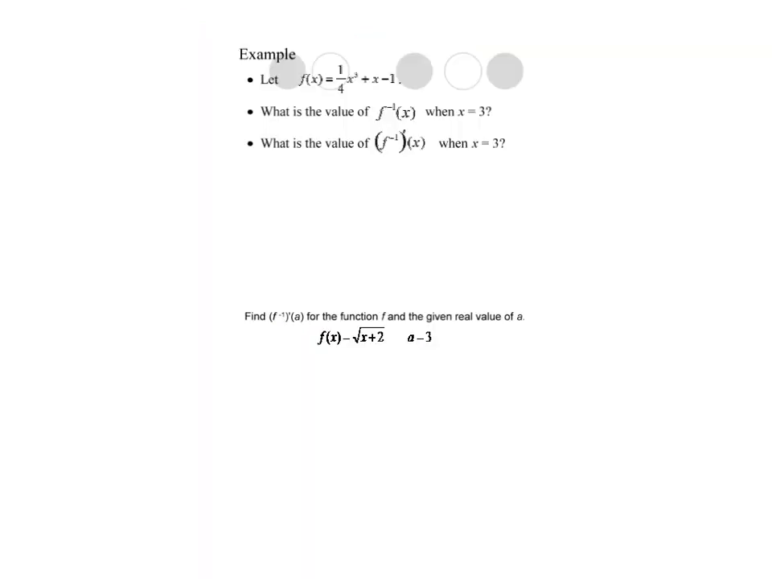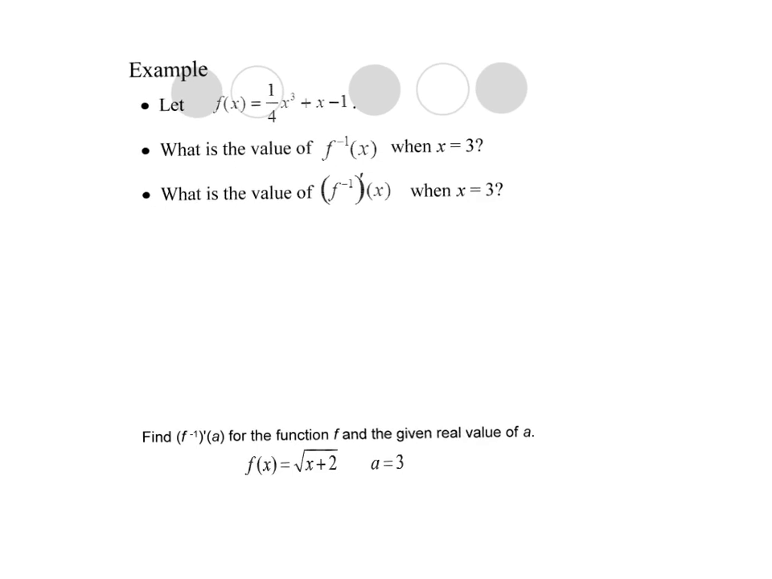Okay, so let's go through this one together. So it's saying f of x equals 1/4 x cubed plus x minus 1. What is the value for the inverse when x equals 3? So what that's saying is, we'll pretend like this is A and this is B. We want to know what the inverse of 3 equals. Okay, so let's do that down here. Inverse of 3 equals what?